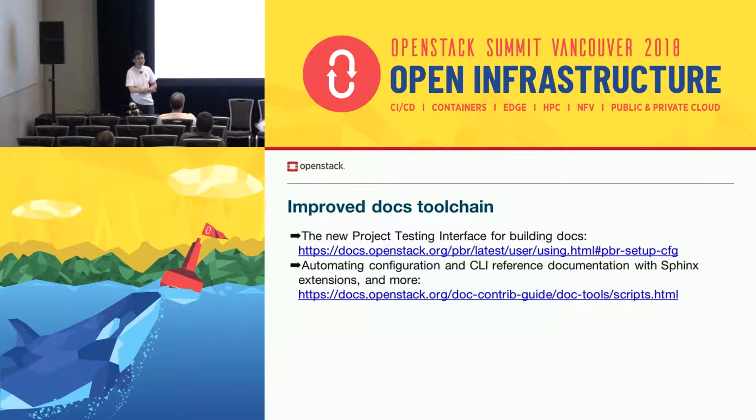Project testing interface. Previously, each project repository built its own document using a docs command, for example, docs-e docs, and the document was built using Sphinx. However, now all the documents are built using Zuul. It means that after your documentation contribution is merged, a new job is run to build the document, and this kind of job is listed in the project testing interface.